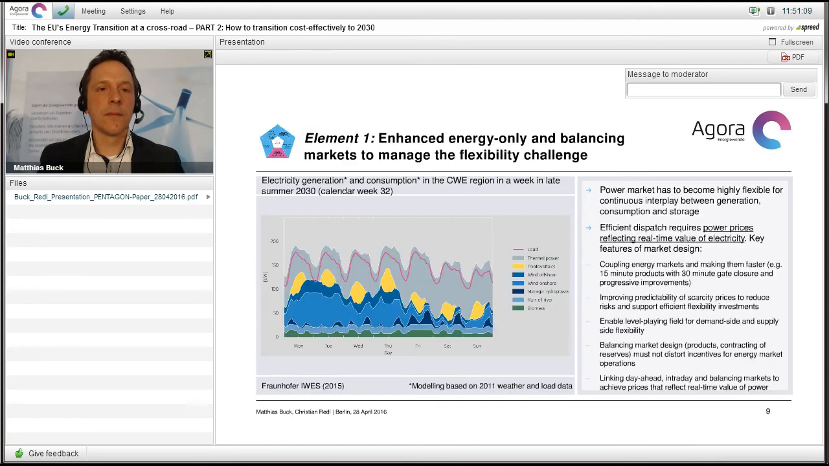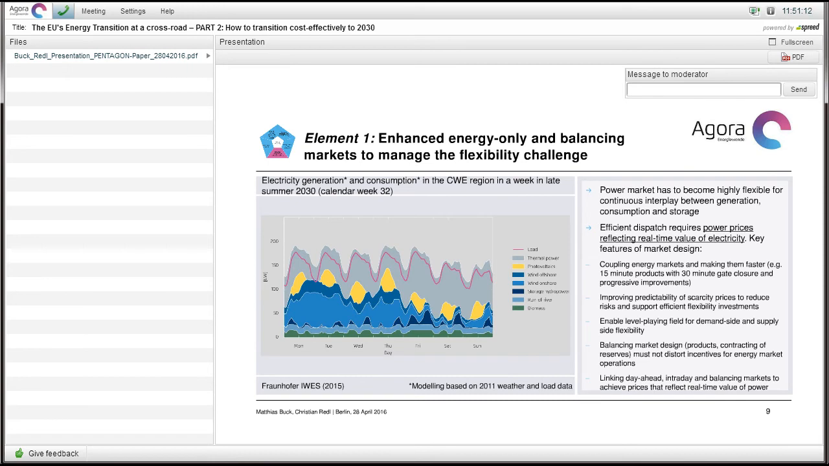Thanks very much, Matthias. I will now guide you through these 5 elements, specifically with respect to issues which should be taken on a European level. So what should European provisions be to end up with a meaningful picture of the new power market design. The first element, as Matthias already mentioned, is certainly a no-regret option, enhancing energy-only and balancing markets. Why? Because the power market has to become more flexible to ensure a continuous interplay between all market actors, be it on the supply side and on the demand side.